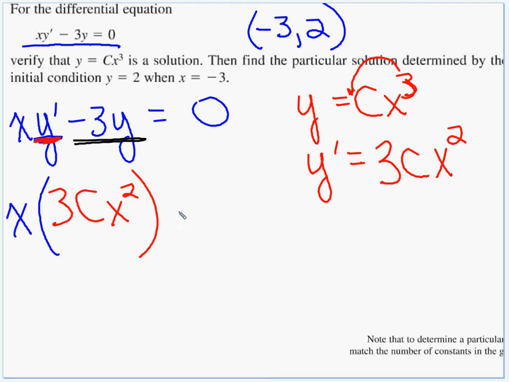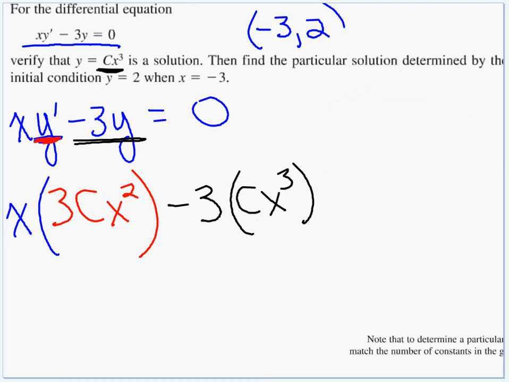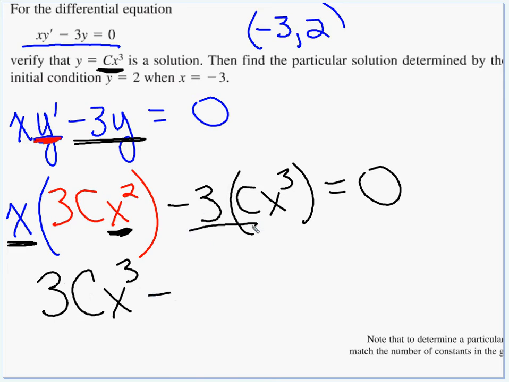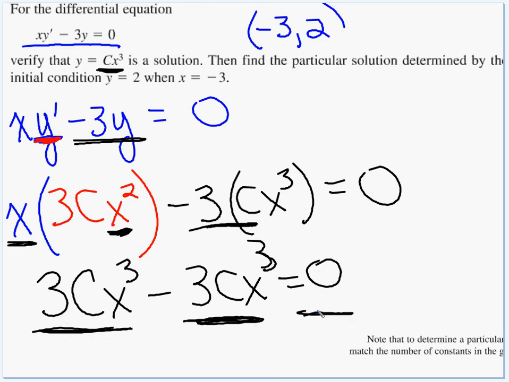And then we've got this minus 3y minus 3. And then I'm going to put in this set of parentheses my y value, cx cubed. Does this equal 0? So let's see, if I multiply here, I'd multiply the two base x's and get an exponent, add those exponents up and get a 3cx cubed. Minus here, if I just drop the parenthesis, I get a 3cx cubed. Does that equal 0? Yeah. 3 of these minus 3 of the same things is equal to nothing.